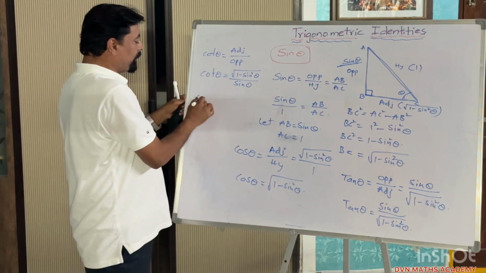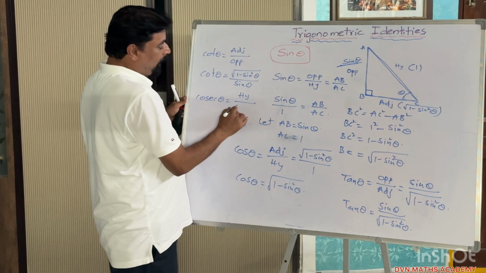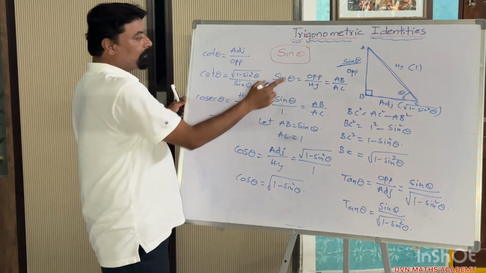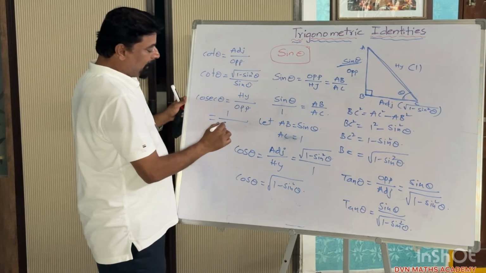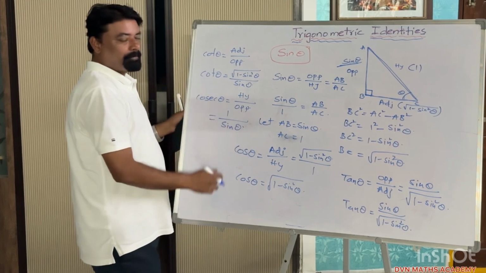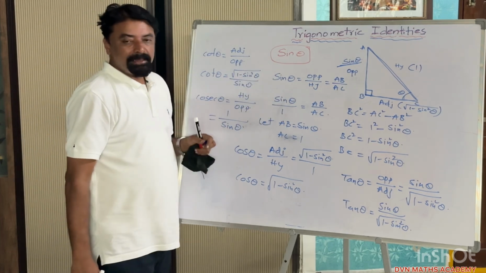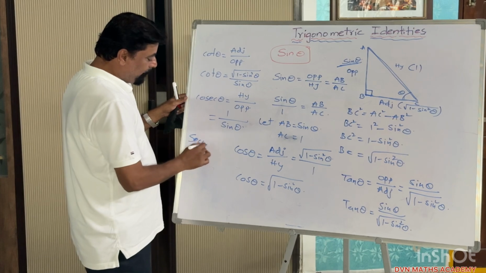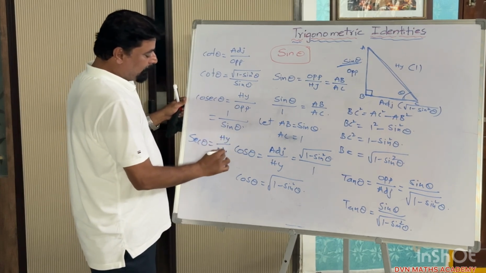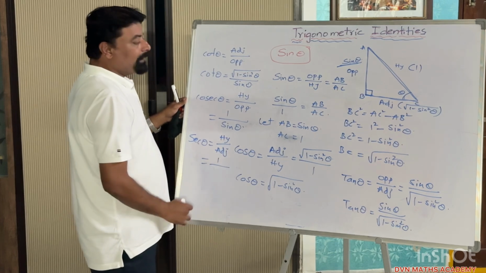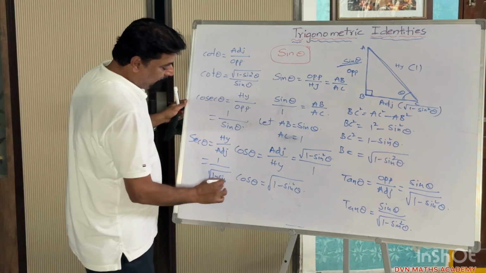For example, I want to write cosec theta. Cosec theta is equal to hypotenuse by opposite. Hypotenuse, you know, is 1, and opposite I got as sine theta. You know that cosec is the reciprocal of sine. By my technique also I got cosec theta is equal to 1 by sine theta. If I want to write sec theta, sec is equal to hypotenuse by adjacent. Hypotenuse I got as 1, and adjacent I got as under root of 1 minus sine square theta.